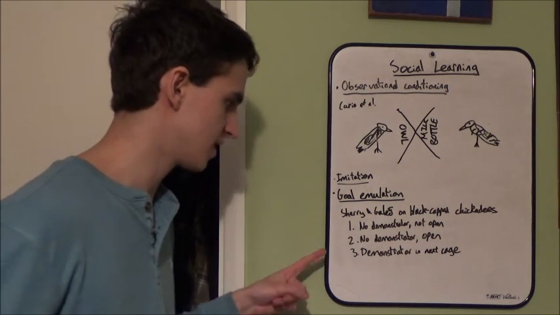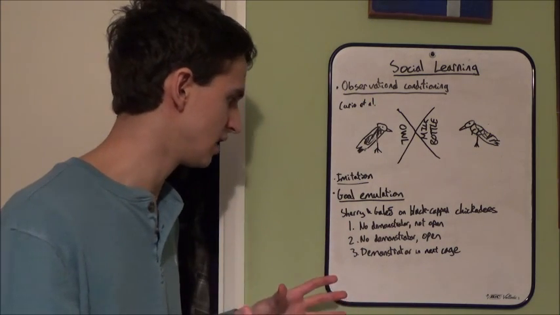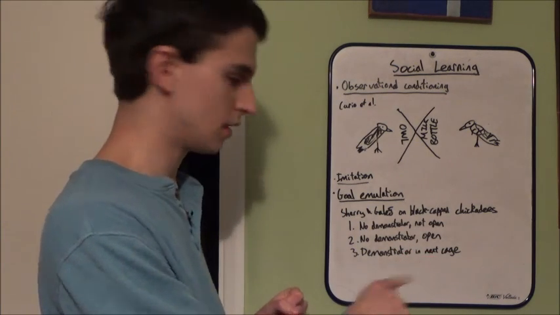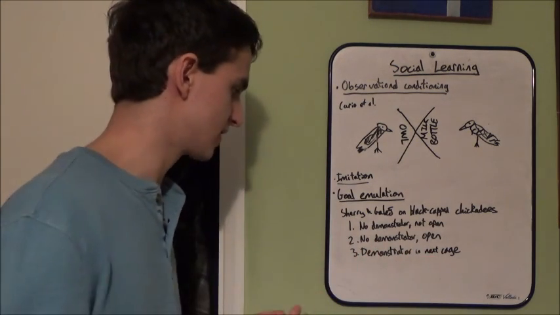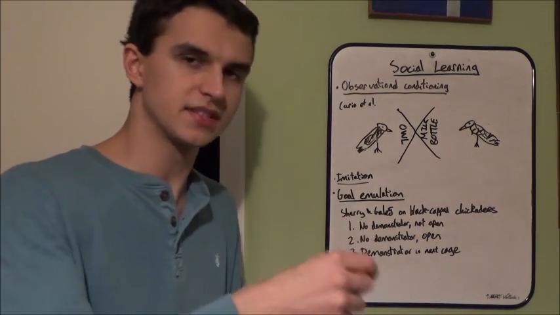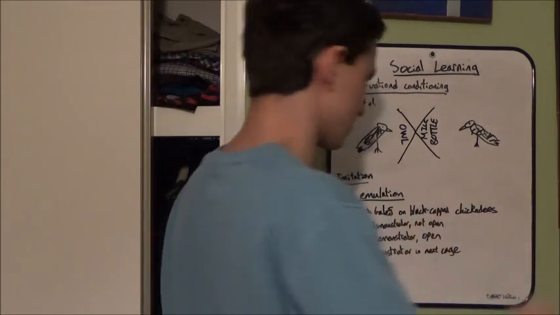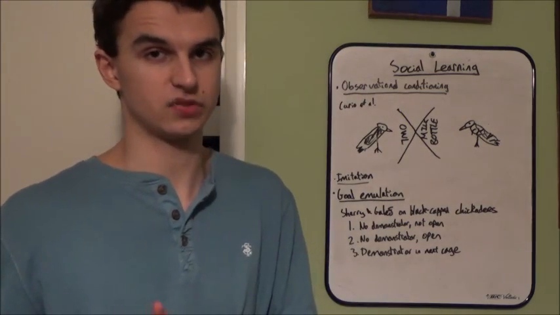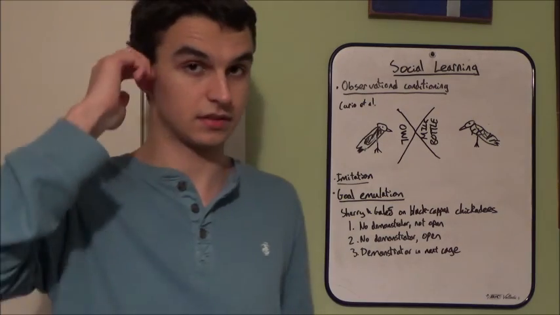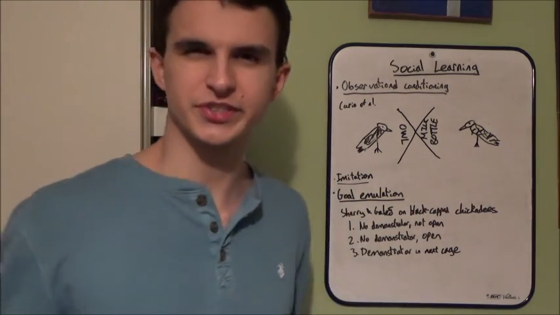In the second experiment, there was no demonstrator, but the tubs were open. In the third experiment, there was a demonstrator chickadee opening the tubs in a separate cage, whilst the observer had closed tubs. So what were the results? So here are the results.